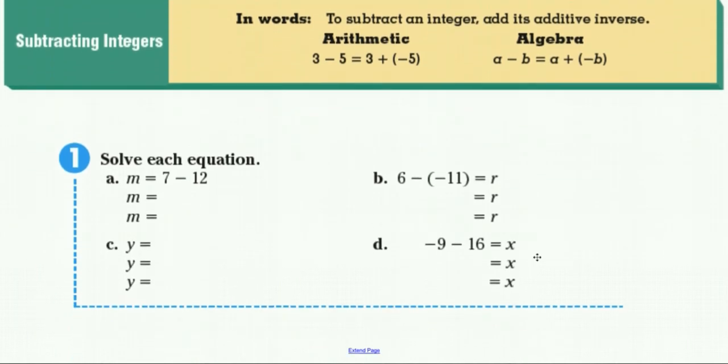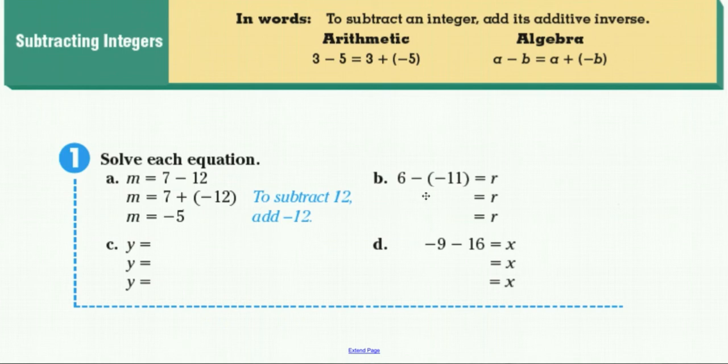And let's see how this works. For example, number 1, let's solve 7 minus 12. In 7 minus 12, we get the additive inverse of 12, which is negative 12, and add it to 7. So this becomes 7 plus negative 12, and then 7 plus negative 12 becomes negative 5. So to subtract 12, add negative 12.